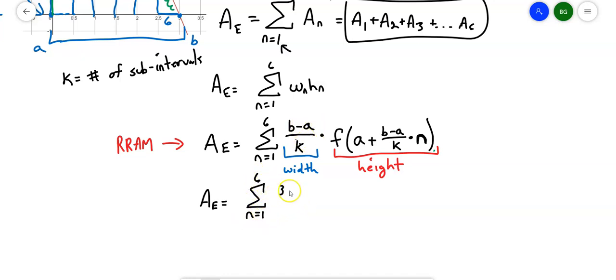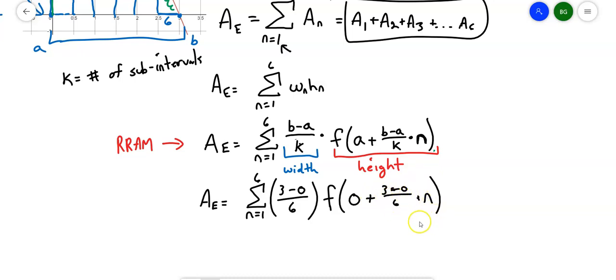So in this case, b is 3, a is 0, k is 6. I'm going to put parentheses here just for clarity. And that's going to be f of 0 plus (3 minus 0) over 6 times n, which is, well, 3 over 6 is 1/2, times f of, again, this value here is just 1/2, so it's just going to be 1/2 n.